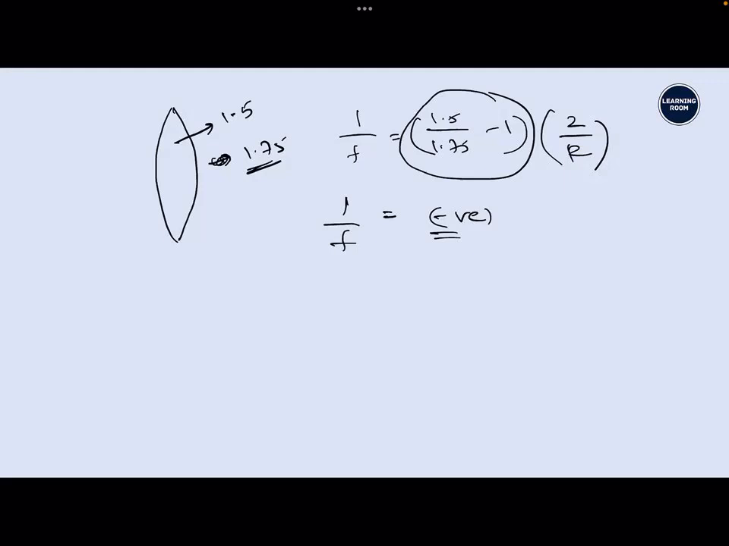mu2 is the refractive index of the material with which lens is made. mu2 is the refractive index of the material of the lens, and mu1 is the refractive index of the outside medium. Okay, sir. Okay.